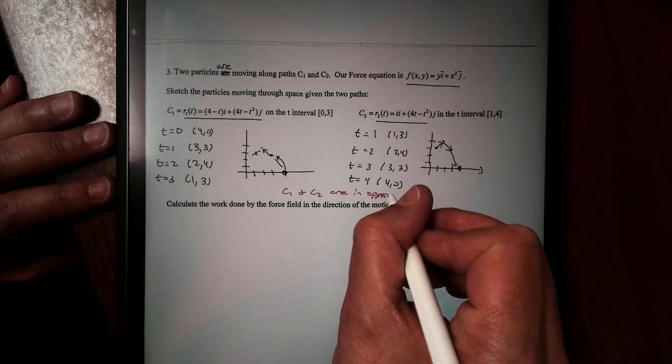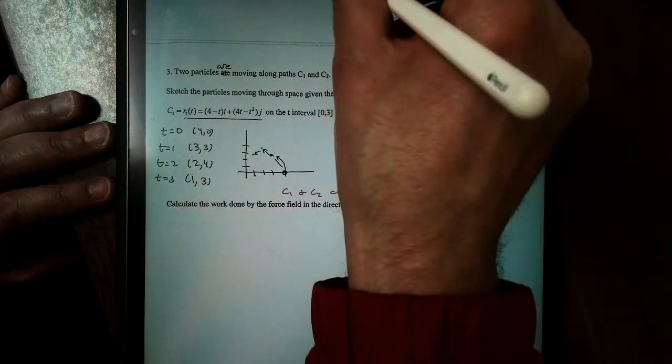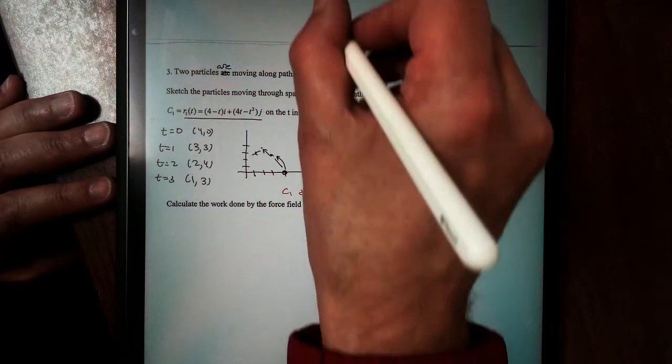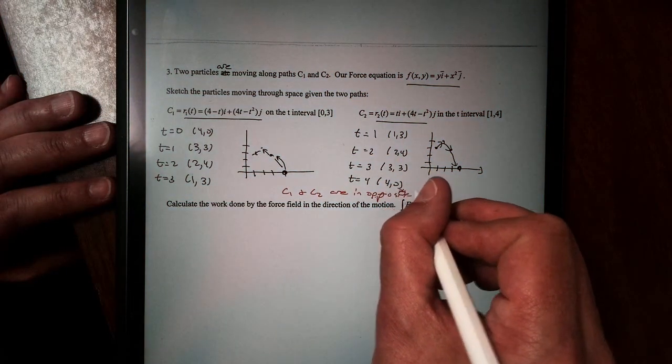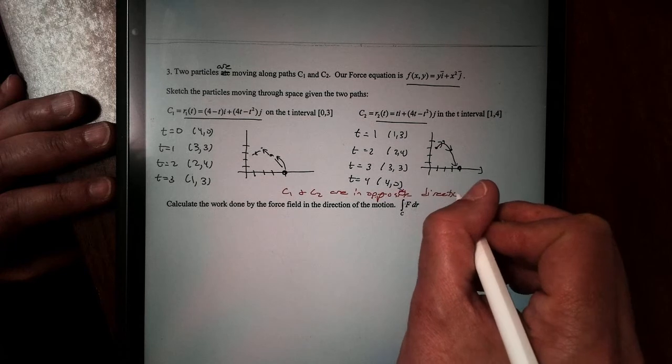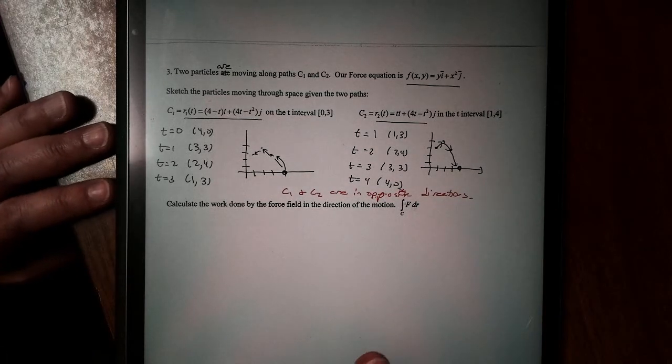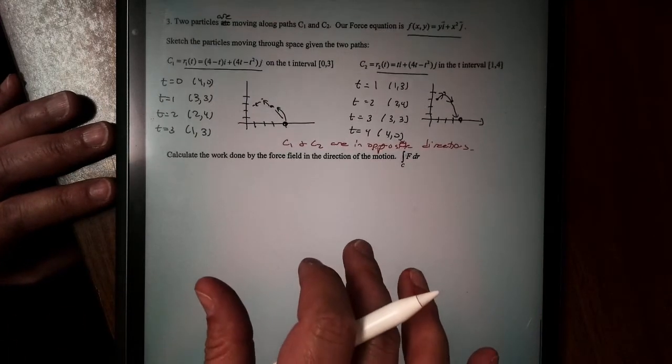So we're going to see about, whoops, there it is. I think I got something on my pad there. C1 and C2 are in opposite directions. All right, so let's see what that might mean for us in just a few moments.